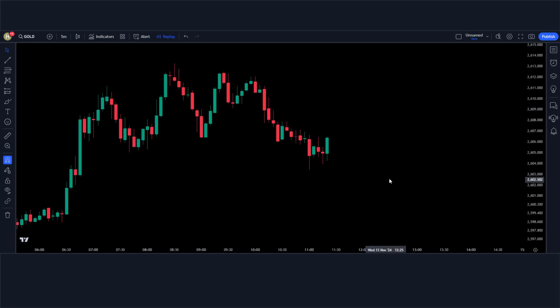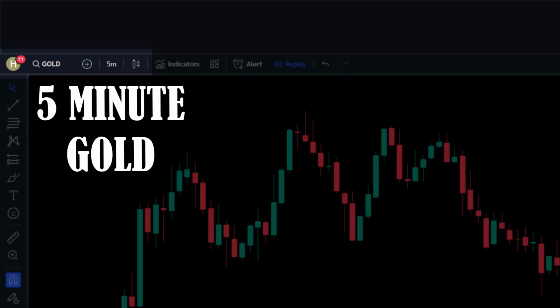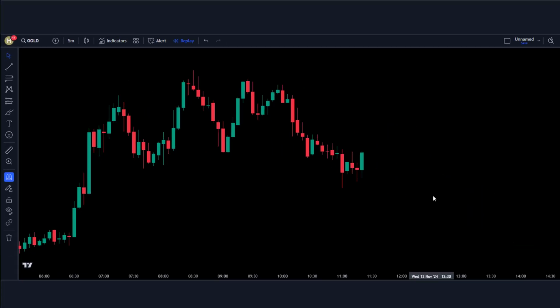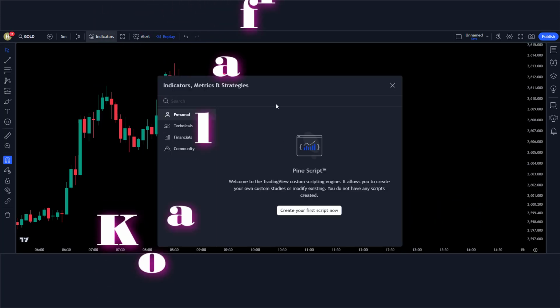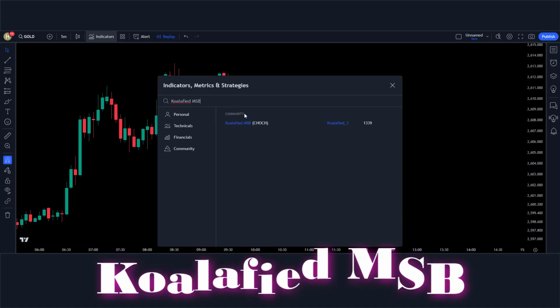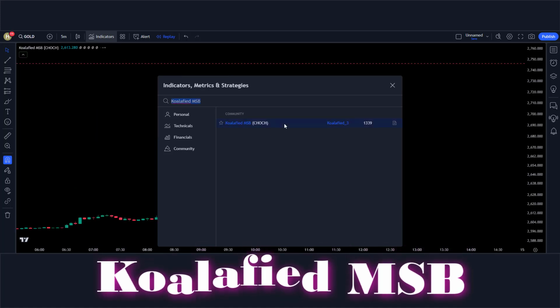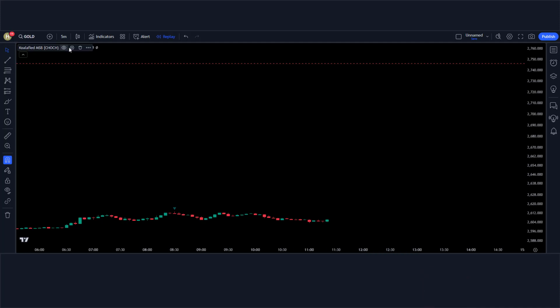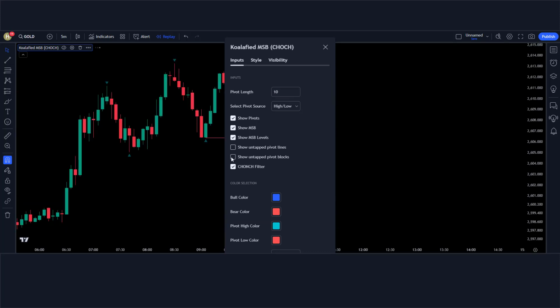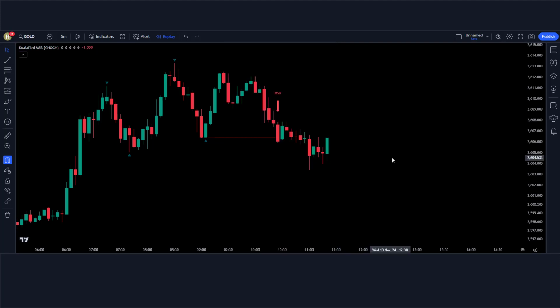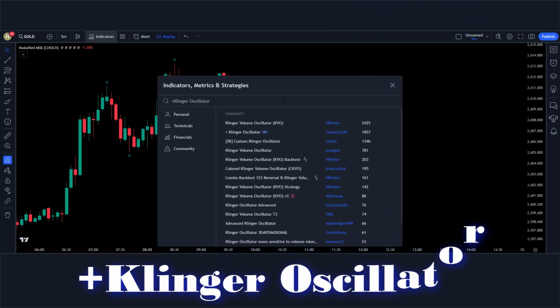So let's get started. Now let's create a trading setup. We are going to test this strategy on the 5-minute timeframe and gold chart. In this setup we would require two oscillators. The first indicator name is Qualified MSB. Keep the indicator settings as I have shown here. The second indicator name is Plus Klinger Oscillator.